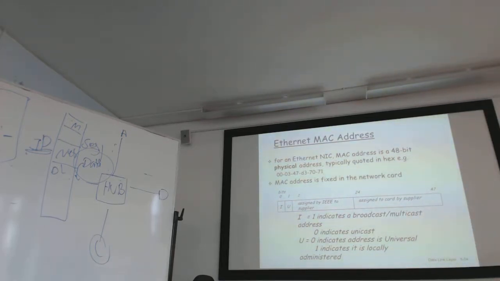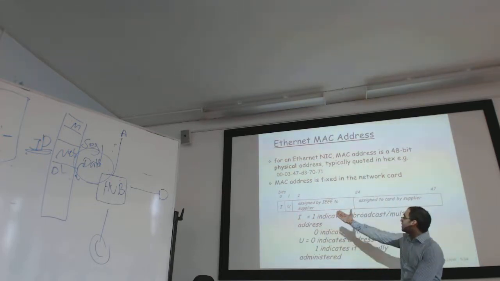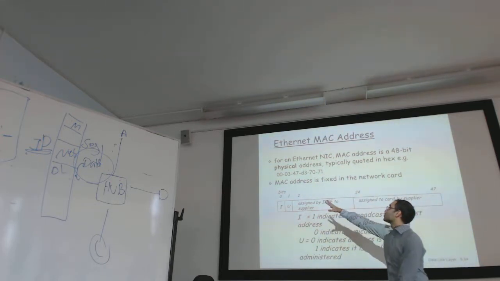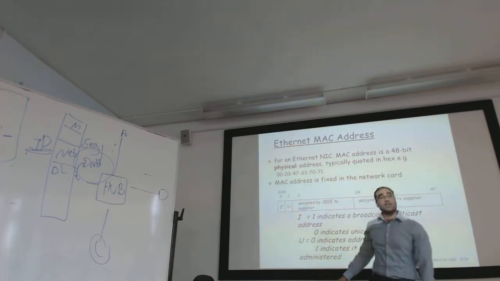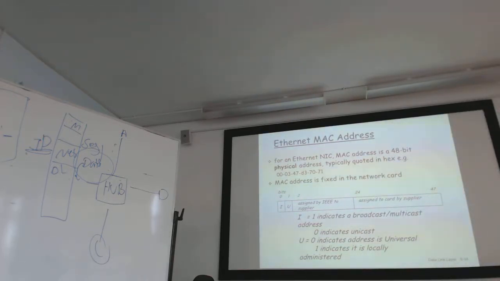Now we have the other parts of the actual structure. The first two parts are assigned by IEEE, so they sell you that part. And the other three parts of the actual physical address you associate to different users.